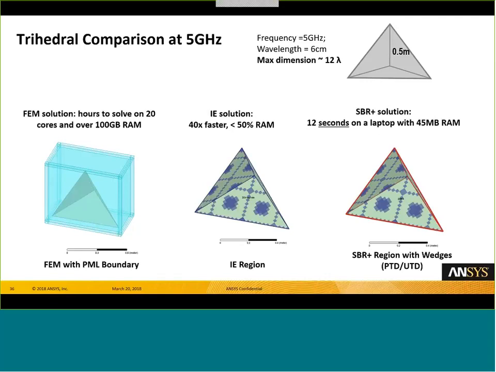Now, if you compare that solution to the integral equation solution, the IE solve was about 40 times faster and takes about half the RAM. If we continue that and compare it to the SBR+ solution, we get down to a solution that takes on the order of 12 seconds on a laptop computer with RAM that's practically negligible, 45 megabytes.